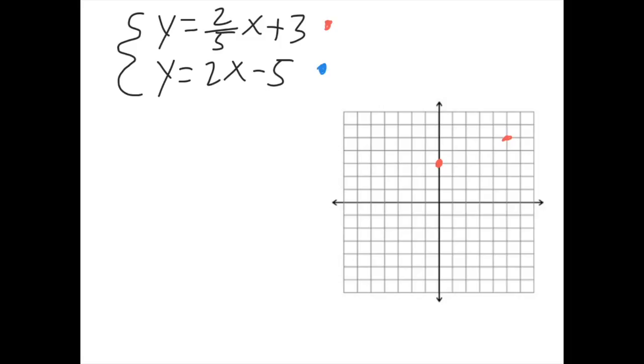So now let's jump to the second equation. y equals 2x minus 5. First our y-intercept, negative 5. Put a point there. And then our slope is 2. Remember, as a fraction, that would be 2 over 1. So rise over run tells us up 2 over 1. And plot our point.